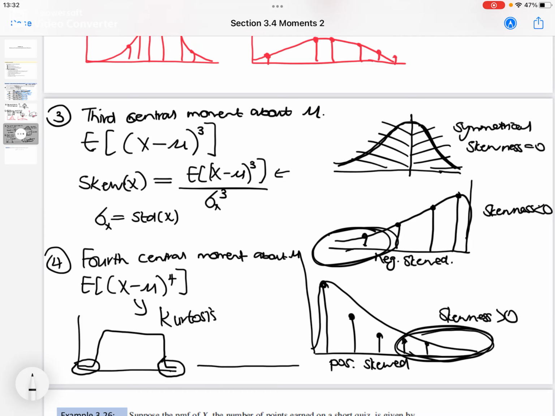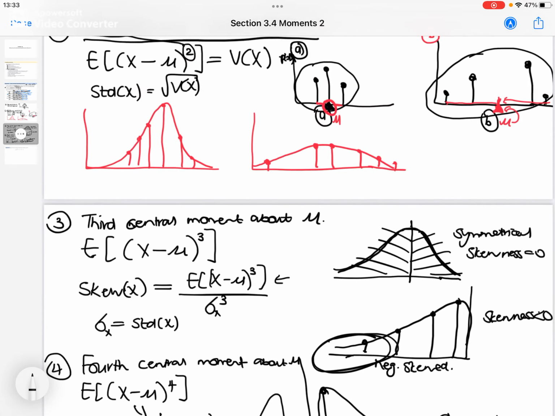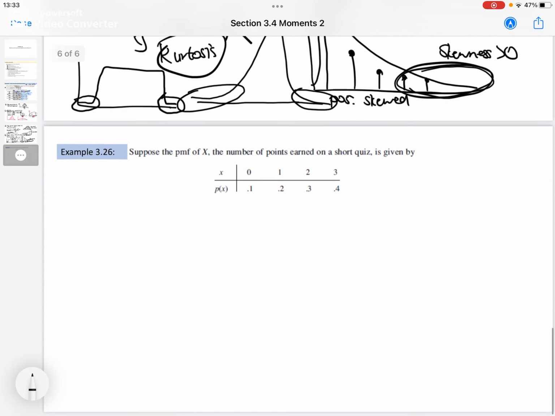All right. So you either have distributions with heavy tails or longer tails, or with much shorter tails, right? But in section 3.4, you will be expected to calculate up until skewness. We will not ask you to calculate kurtosis.